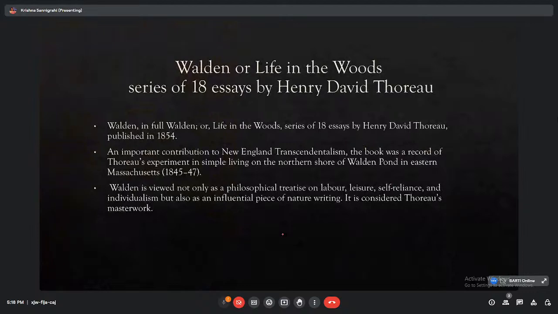Another of his works is Walden or Life in the Woods, which is a series of 18 essays and is an important contribution to New England transcendentalism. The book was a record of Thoreau's experiment in simple living on the northern shore of Walden Pond in eastern Massachusetts. Walden is viewed not only as a philosophical treatise on labor, leisure, self-reliance, and individualism, but also as an influential piece of nature writing. It is considered Thoreau's masterwork.